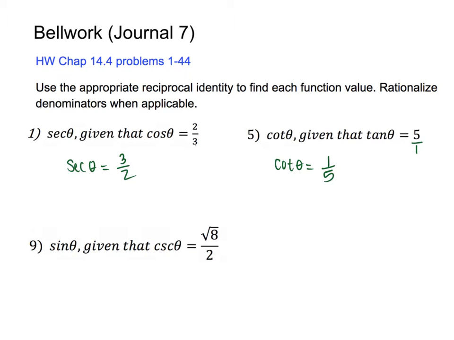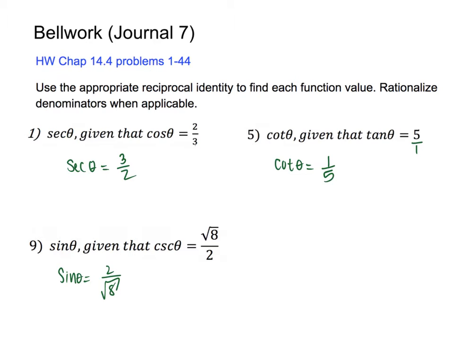Okay, now let's try out this one here. This one says sine. It wants to know sine if you know that cosecant, which is the reciprocal, is the square root of 8 over 2. So when we are trying to find sine and we flip this, we get a root or irrational number on the bottom. And we can't have that. So we are going to try to rationalize the denominator. You cannot have roots or irrational numbers in the denominator.